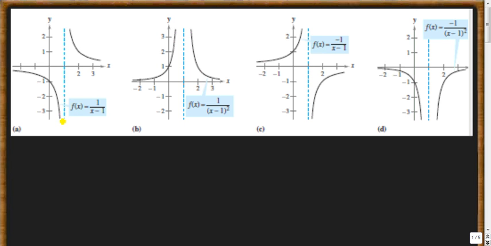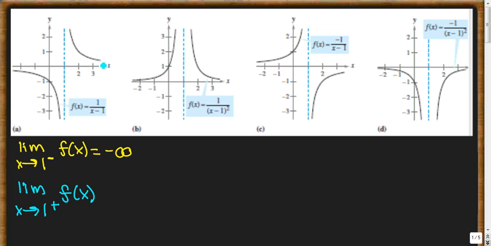So for our first graph, our limit as x approaches 1 from the left of f of x, well, we look, our graph is going straight down after a while, so it has unbounded behavior and it is approaching negative infinity. For the limit as x approaches 1 from the right side, over here, it looks like our number's going up, right? So this is going to infinity.